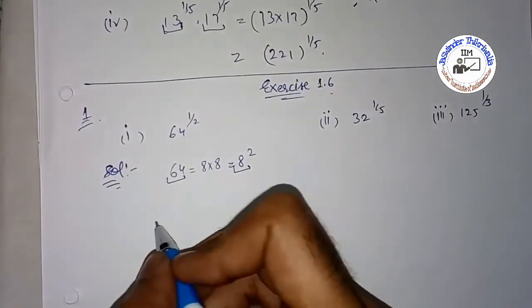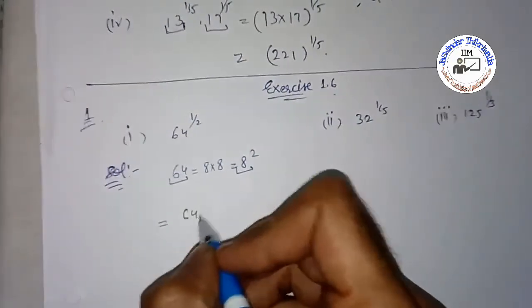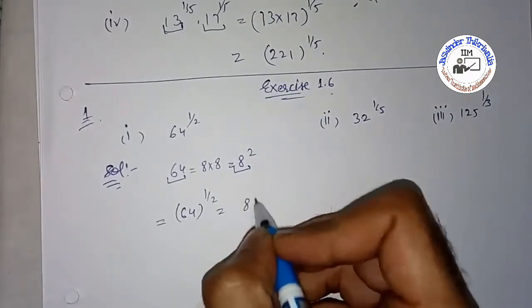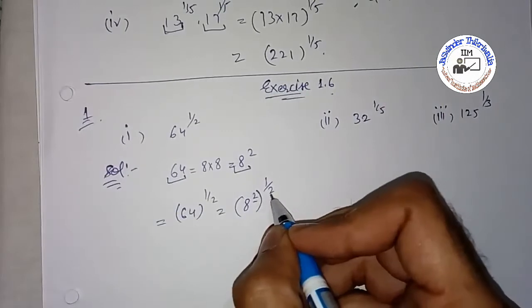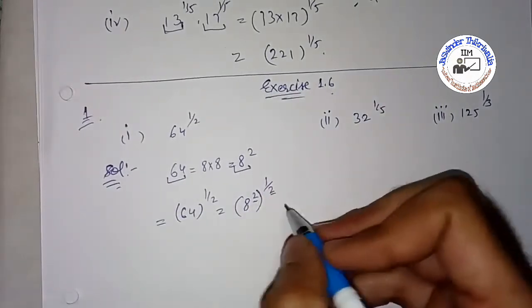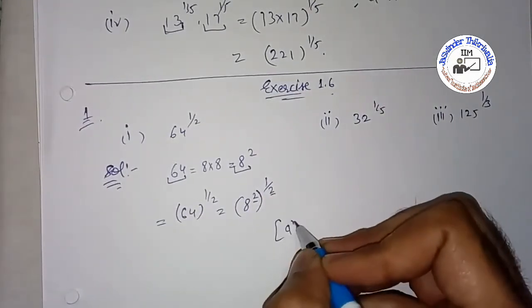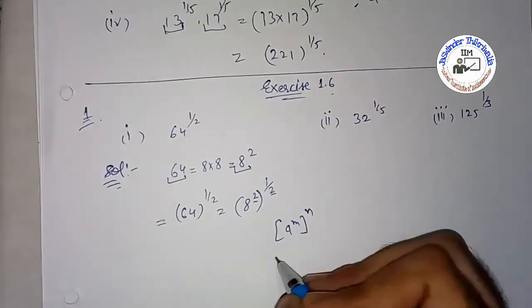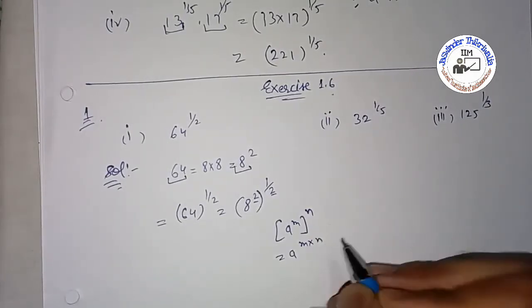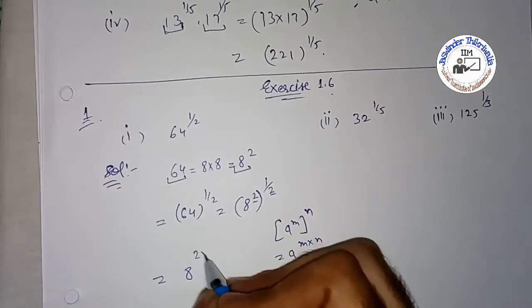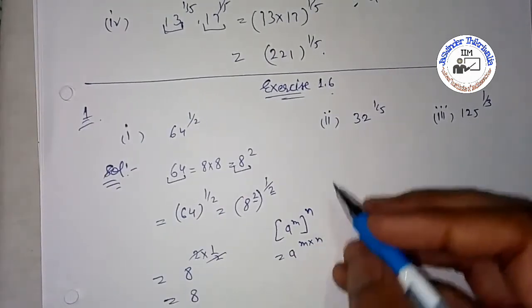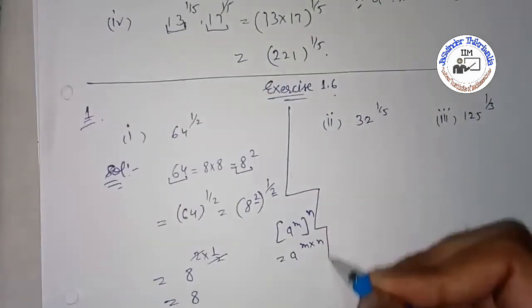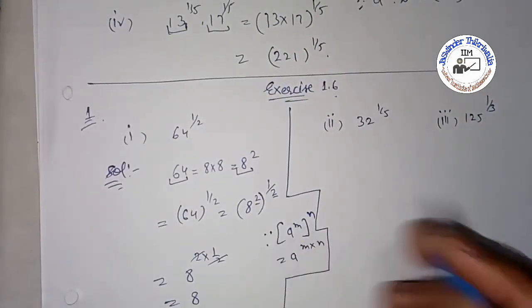So its answer will be, in the place of 64 you will write 8 to the power 2. 8 to the power 2 into 1 by 2, this is a power, this is also a power, power upon power. Then you compare with this, a is the base, m is the power, n is the power. So we will do their product: 8 to the power 2 into 1 by 2, the 2 cancels with the 2, and what will be the answer? Its answer will be 8. Clear, beta? We used this law of exponent.